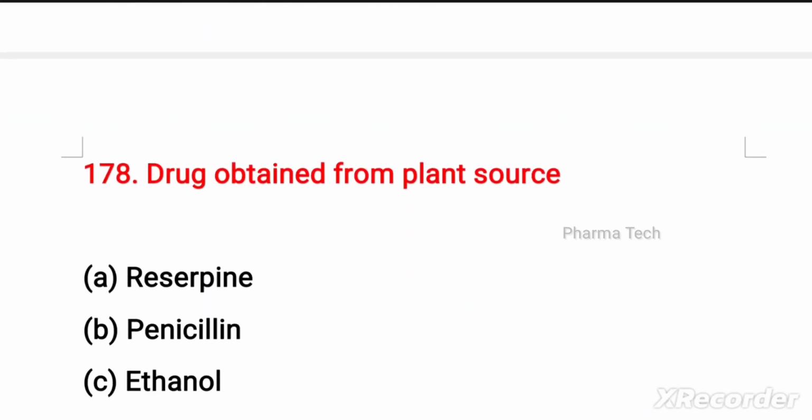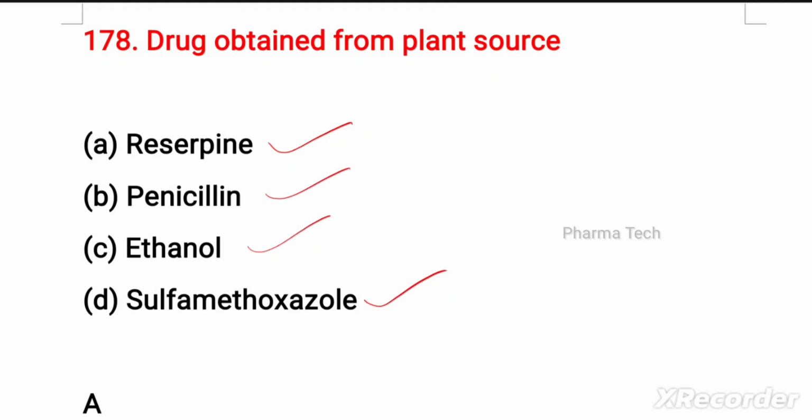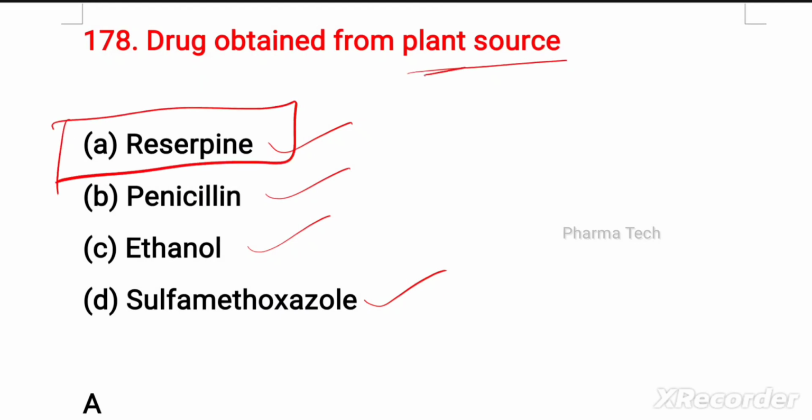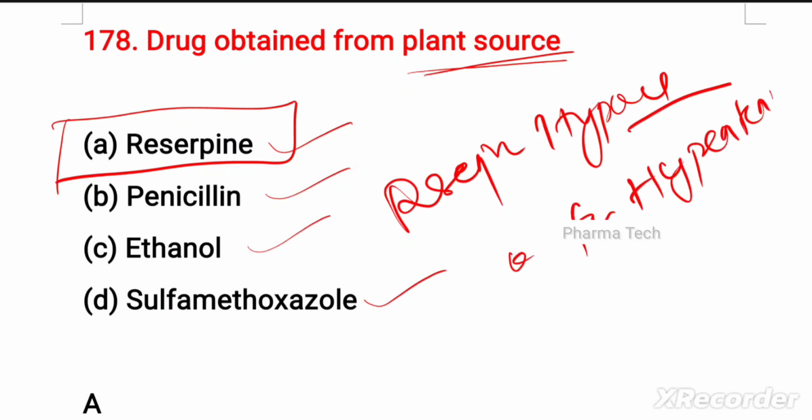Next question, drug obtained from plant source. Options are reserpine, penicillin, ethanol, sulfamethoxazole. Answer is A, reserpine. Reserpine is obtained from plant source. Reserpine is a hypotensive agent. It is used to treat hypertension, or high blood pressure.